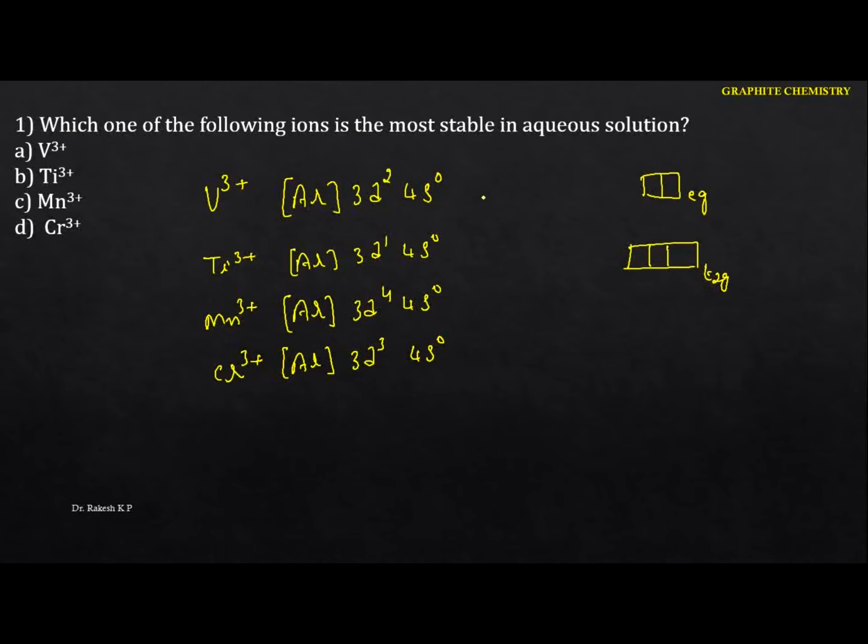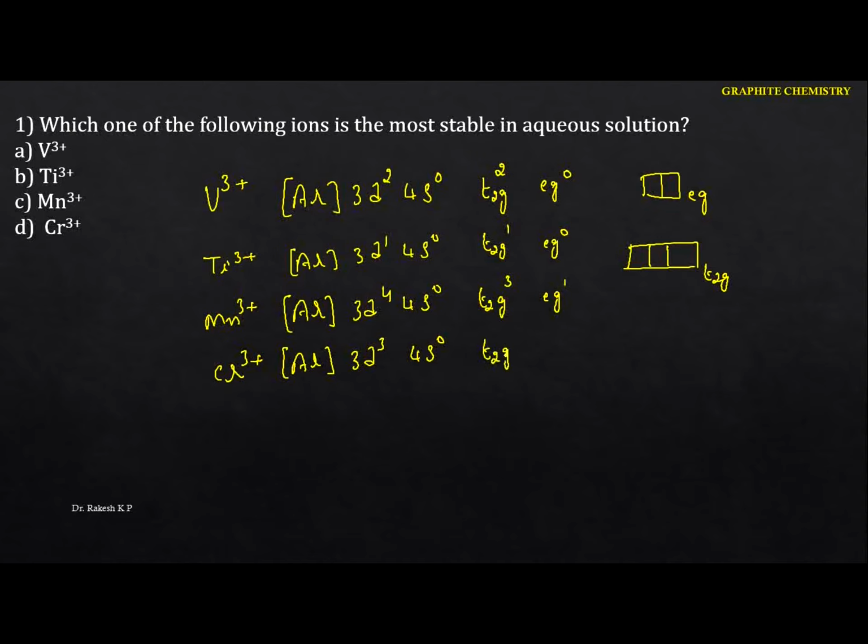Let me take this one here. In the first case, the t2g has 2 electrons, and the eg has 0. In this case, we can fill 1 electron in the t2g, and the eg will be 0. Here we can fill 3 electrons in the t2g, but we can fill 1 electron in the eg. But just identify the last one.